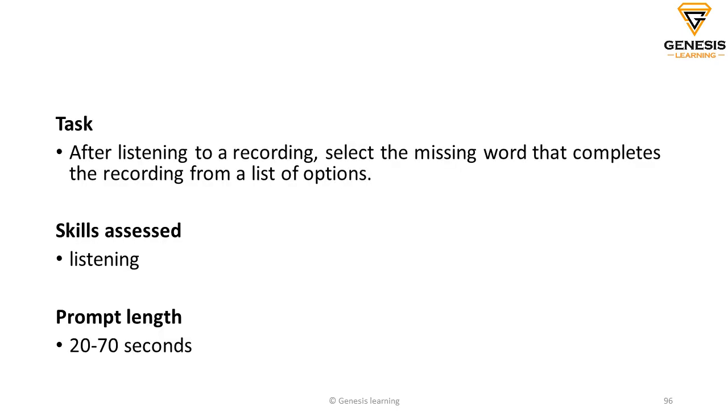Next is the listening, select missing word type. You will get 2 of that in the examination. Now in this, what happens is basically you will hear a passage, and in the end, something will be beeped out. And whatever is beeped out, you have to guess it. You have to anticipate that word and type it into the computer. It will usually be a single word.